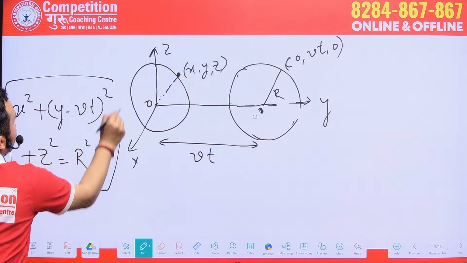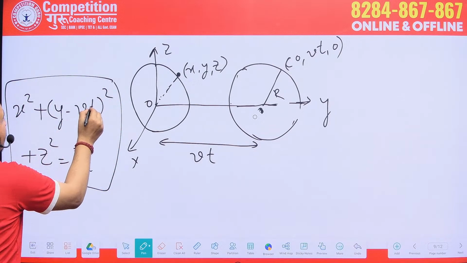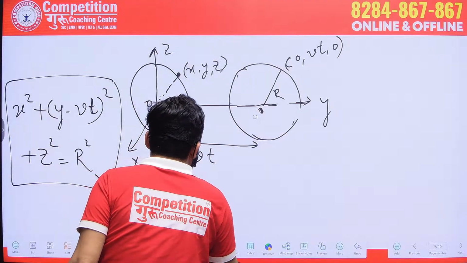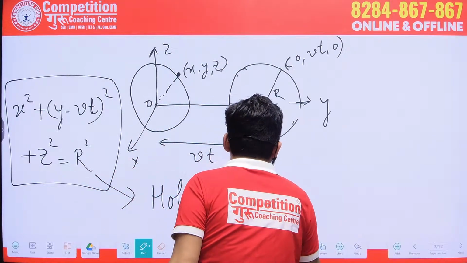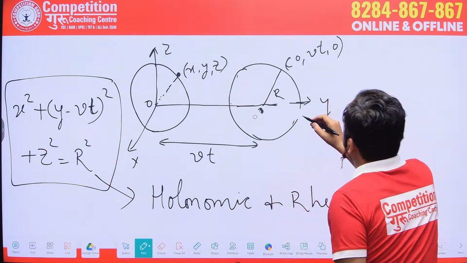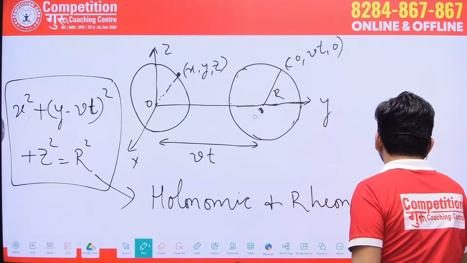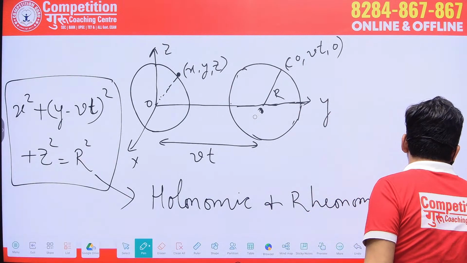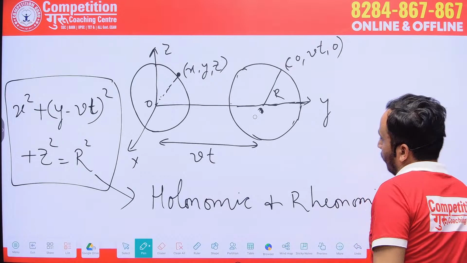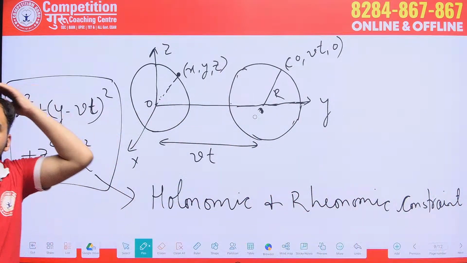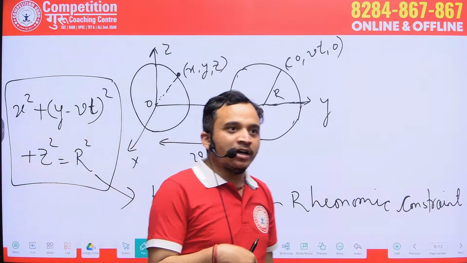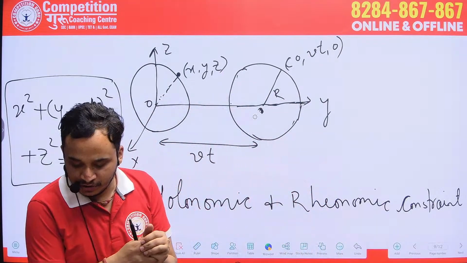So in this equation there is time explicitly. It contains time explicitly. So this is a holonomic and rheonomic constraint. So these are the two examples of holonomic, non-holonomic, and rheonomic and scleronomic constraints. Correct?